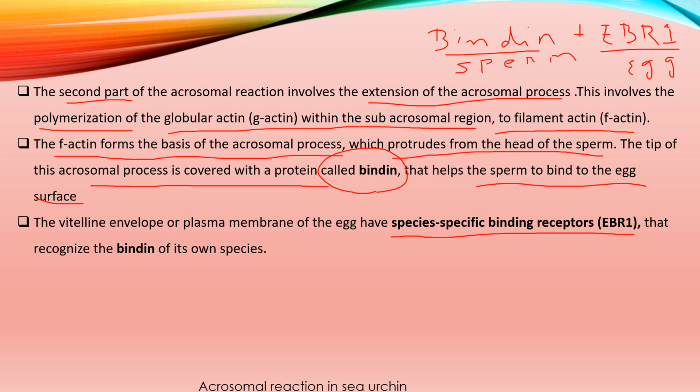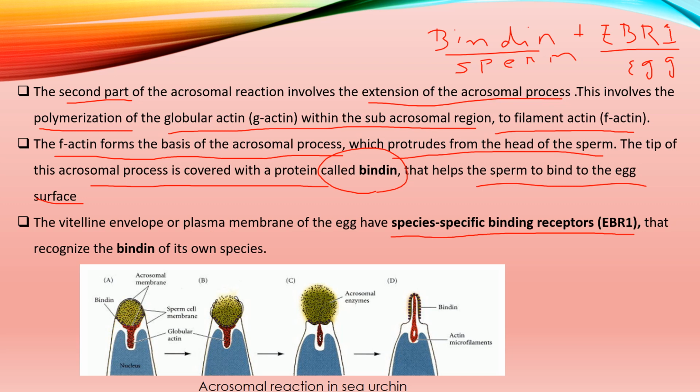It is important. So this is the diagram. In this diagram, you can see the structure of the sperm head. The blue part is the nucleus, and there are globular actin and the acrosomal membrane. The first part of the acrosomal reaction is the fusion of the acrosomal membrane with the sperm plasma membrane. When the sperm and egg come in contact with each other, that leads to the influx of calcium ions. That calcium ion mediates the fusion of the acrosomal membrane and the sperm plasma membrane.